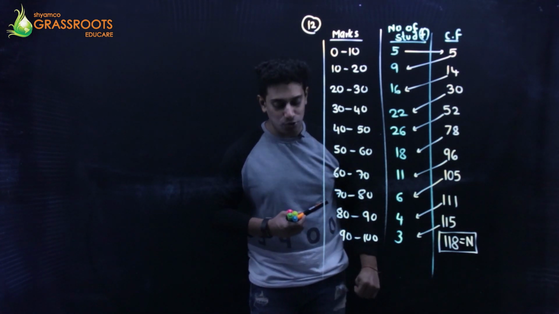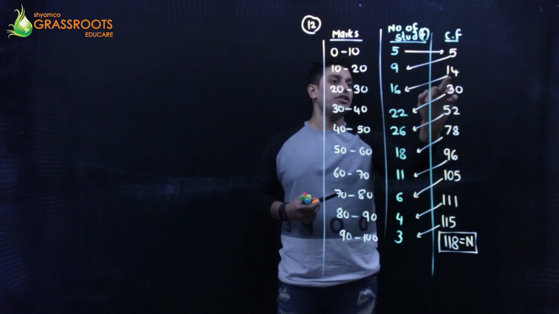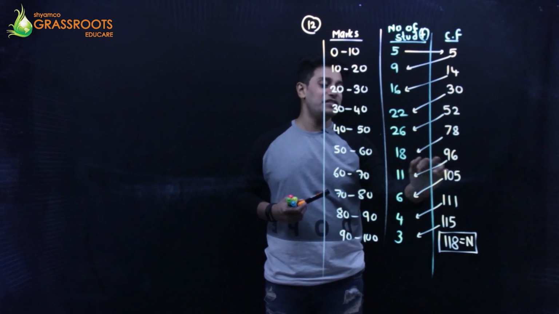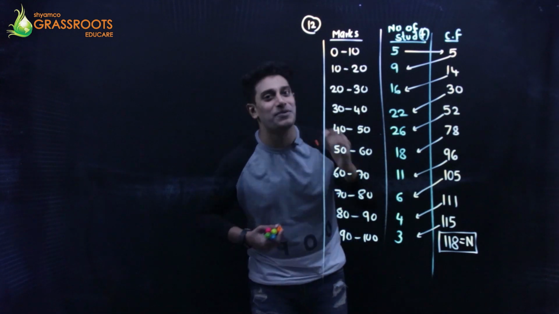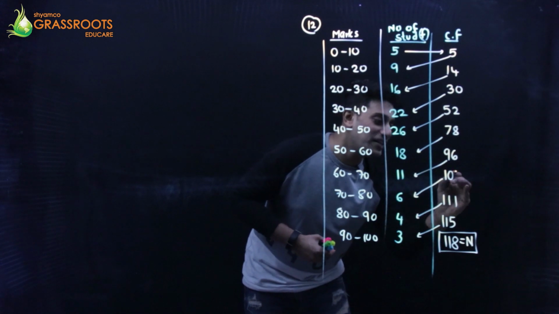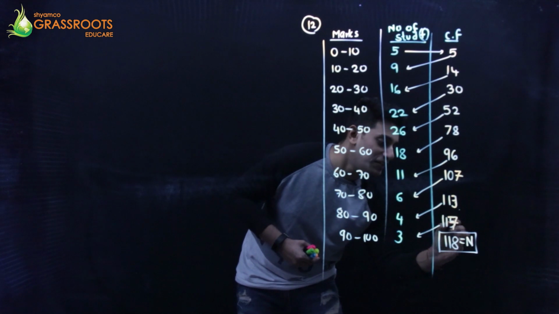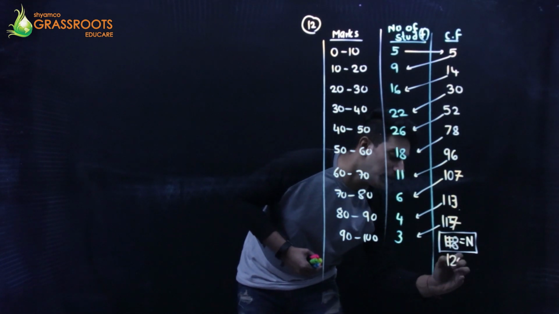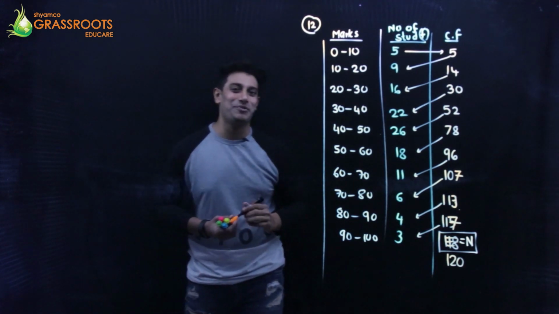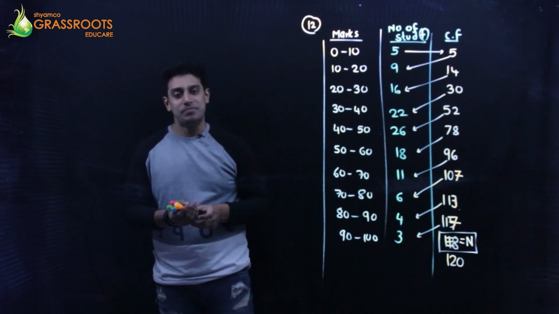5, 9, 16, 22, 26, 18, 11, 6, 4, 3. Yeah. 5, 9, 14, 30, 52, 78, 96. Oh, some minor mistake, I knew it. When you get such an odd answer, 107 plus 6, 113 plus 4, 117, that makes it 120. Always remember, when you have such an odd eccentric answer, it's always better to check it once. That's what I teach. So 120 is your capital N.